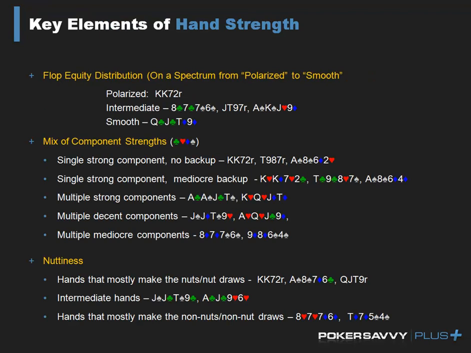Okay, I'm going to talk a little bit about some more theory ideas about hand strength. There are some key elements of hand strength. We've got this concept of flop equity distribution that we talked about a lot last time in the first video, and if you want a further explanation of this particular idea, you can go back and review a longer section of that video where I talked about it.